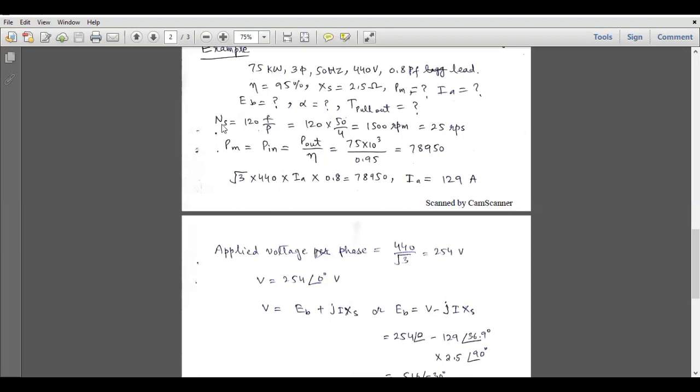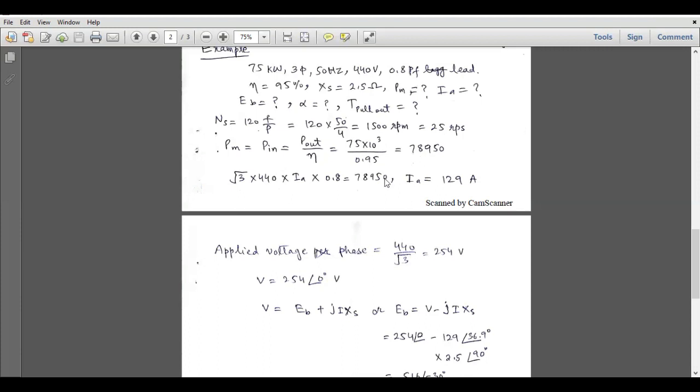And first we have to calculate the synchronous speed, which is equal to 120 f over p. So this is 1500 rpm. The mechanical power is equal to the input power if we ignore the stator copper losses, and input power is equal to output power divided by the efficiency. So 75 kilowatts divided by 0.95 will be equal to 78,950 watts. This is the mechanical or the input power.